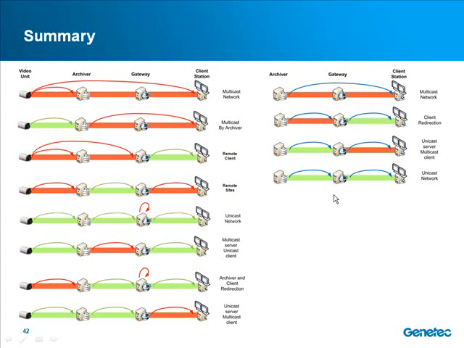In cases where the live video is coming into the gateway and leaving the gateway in Unicast, the gateway will use an internal multicast loop to replicate the stream for redirection to multiple clients.